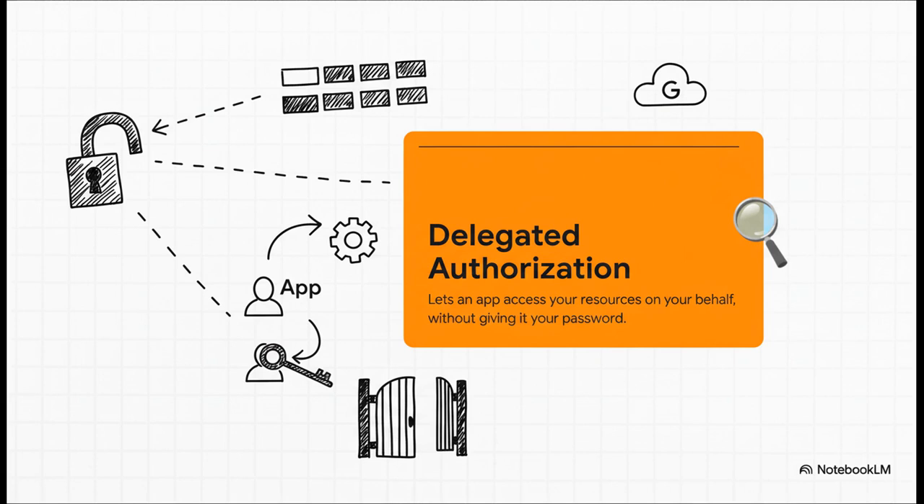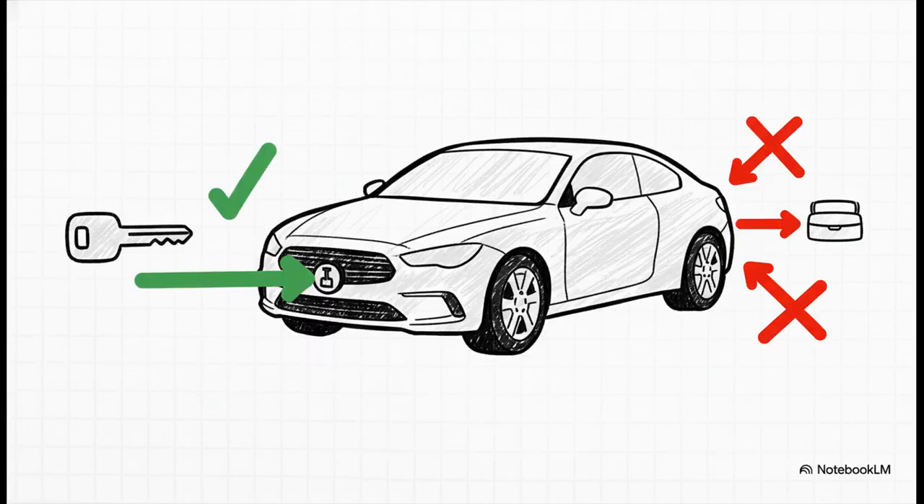It's basically a way for you to tell a service, like Google, hey, I authorize this other application to access some of my stuff, but only the specific stuff I say is okay. You are delegating permission without ever sharing your password. And this valet key metaphor is just perfect.